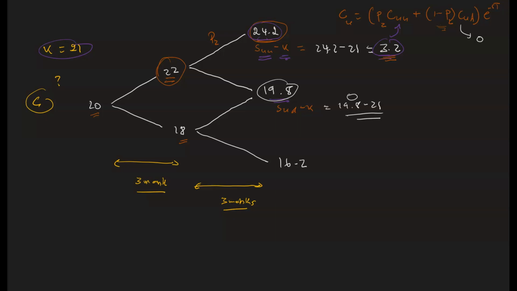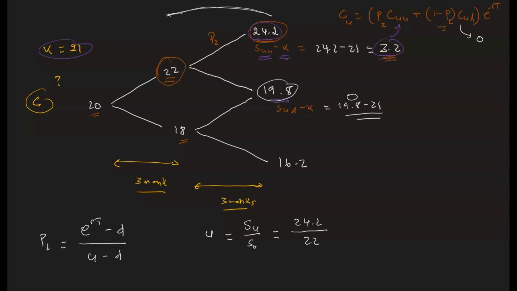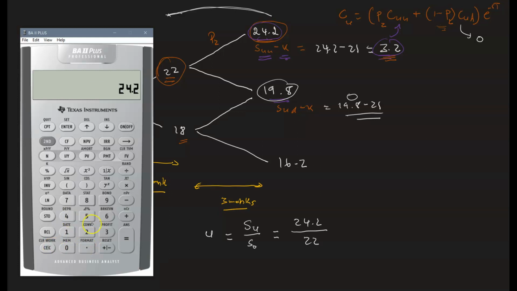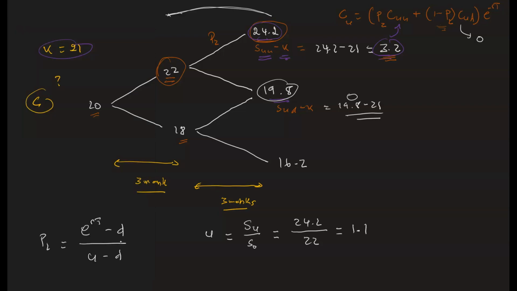And then we take the present value of that. So in this case, what do we have? What is P2? P2 is going to be equal to the exponential of RT minus D divided by U minus D. Now, what is U? U is equal to S up divided by S0. In this case, if we are only looking over this period here, S up is going to be 24.2, S0 is going to be 22. So what we're going to have is 24.2 divided by 22, and that's going to be 1.1. So it's going to be 1.1.